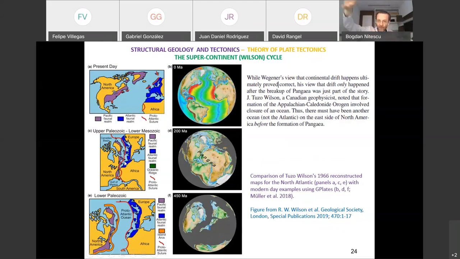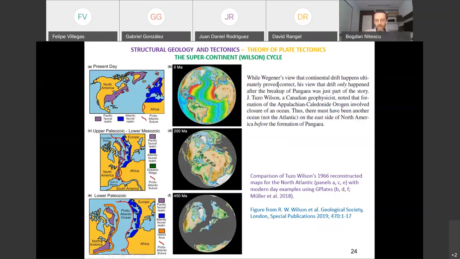So this would be one orogenic belt formed through the collision of the pre-existing masses and the closure of the proto-Atlantic Ocean. And then a new ocean opened, more or less, that split apart this orogenic belt, and this is the Atlantic Ocean today. On the left is the reconstruction of Tuzo Wilson in 1966, and this is a more modern reconstruction based on computer modeling and so on.